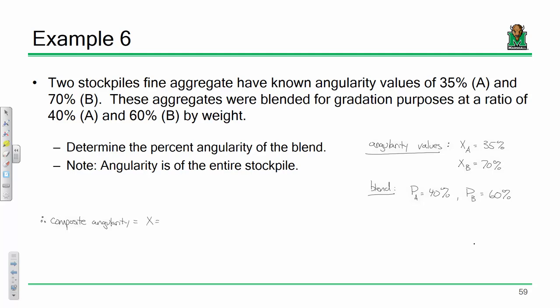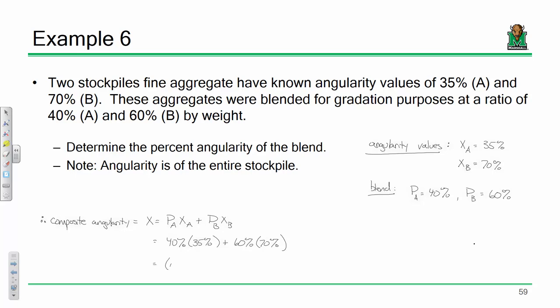the composite angularity, X, is just going to be a weighted average. So 40% of 35 and 60% of 70. Now, because these are percentages, if you do this calculation straight, like literally just take these numbers and plug them into your calculator, you're going to get a really big answer. It's more appropriate for a problem like this to convert them back to their decimal forms.